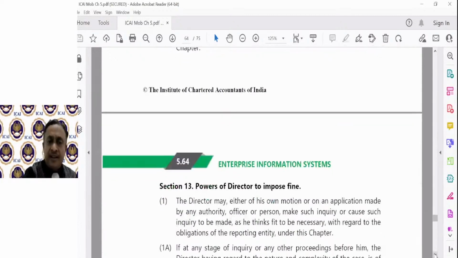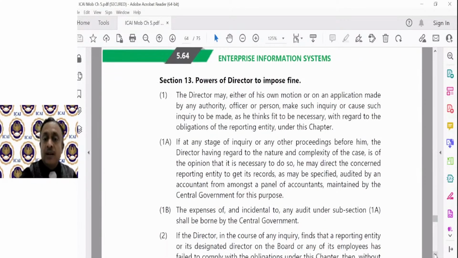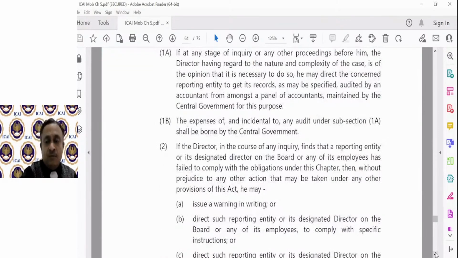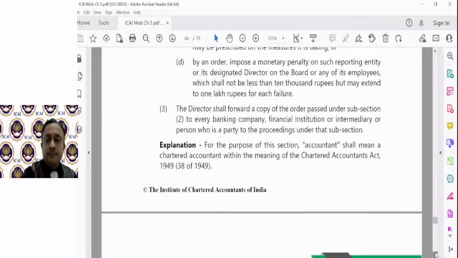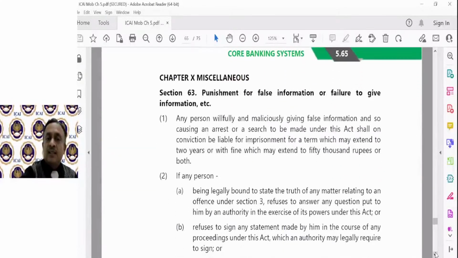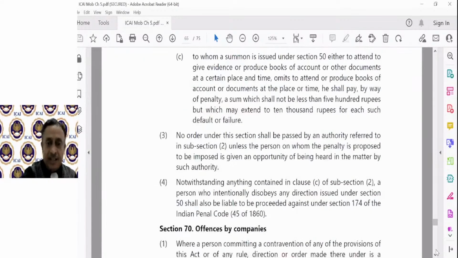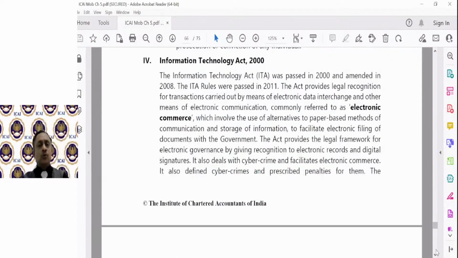So just keep a tag of this section. Then section 13 is the power of the director, who can enforce fines on people who are involved in money laundering. Then punishment for false information or failure to give information when asked, for offenses by companies. So I'll request you to go through this.